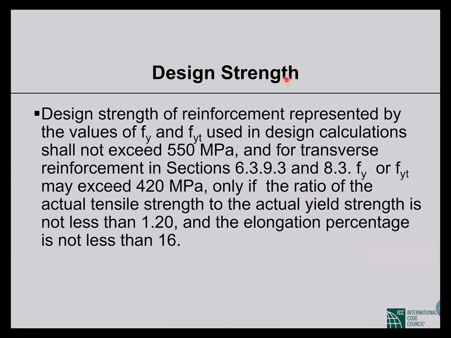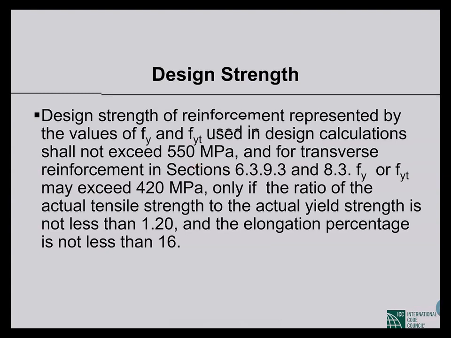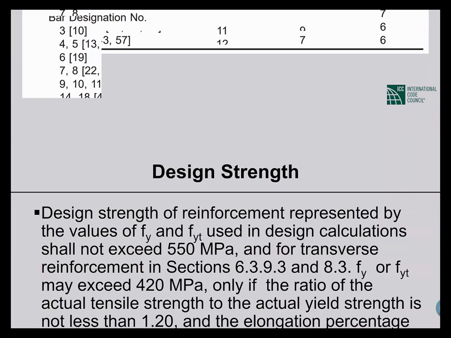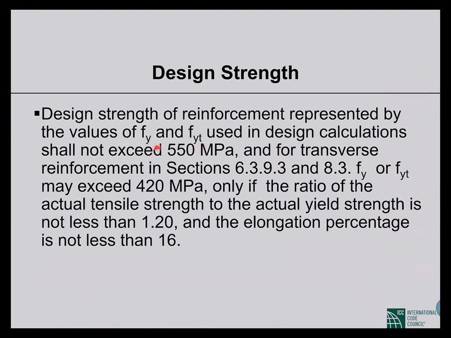According to BNBC, this is the BNBC design strength. This is according to ASTM. Design strength of reinforcement represented by the values of fy and fyt, that is yield strength and tensile strength, used in design calculations shall not exceed 550 megapascal. So you see the grade we have is 520. If by testing we get something more, in design calculation we cannot take more than 550 megapascal.